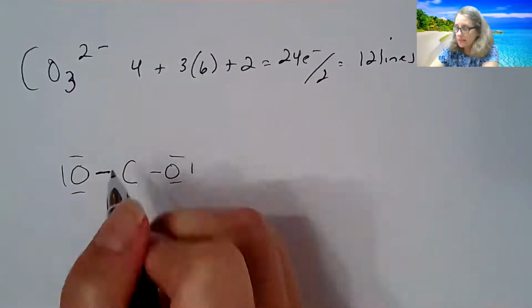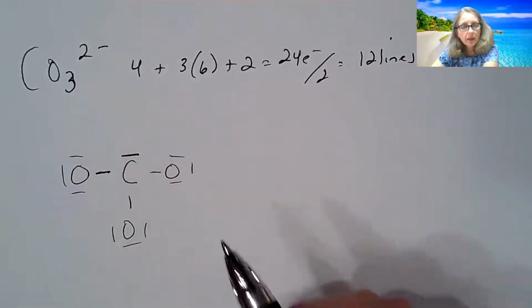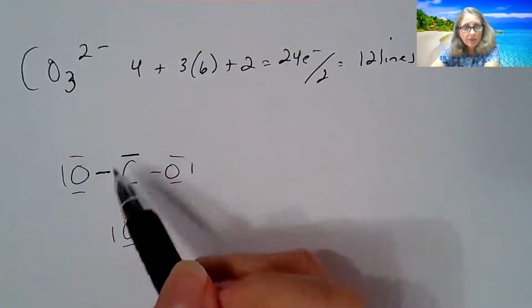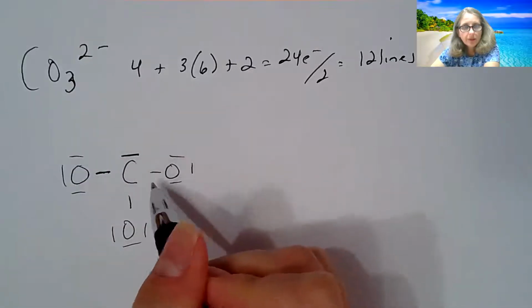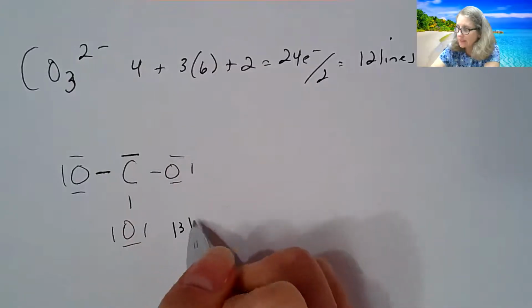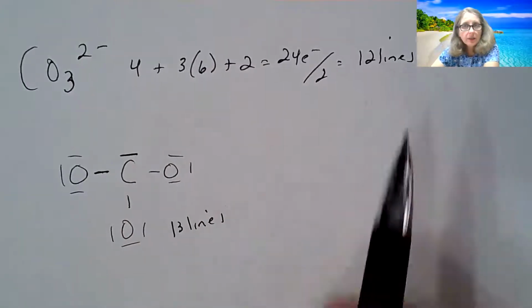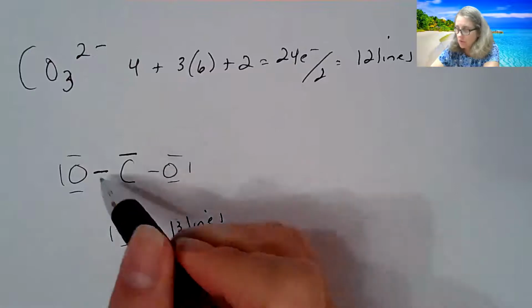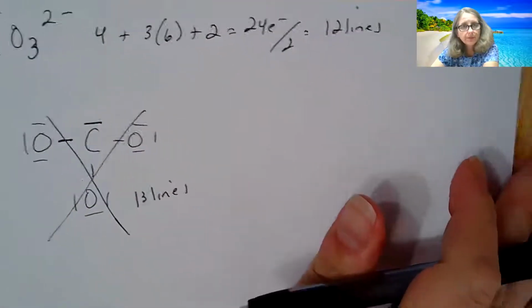Who has not completed the octet? Well, that would be carbon, okay? So now if I count up my lines, I have 4 here, 4 here, 4 here, plus another one, that's 13 lines. So I have too many lines. I can only have 12 lines in my structure, so this cannot be the structure, okay?